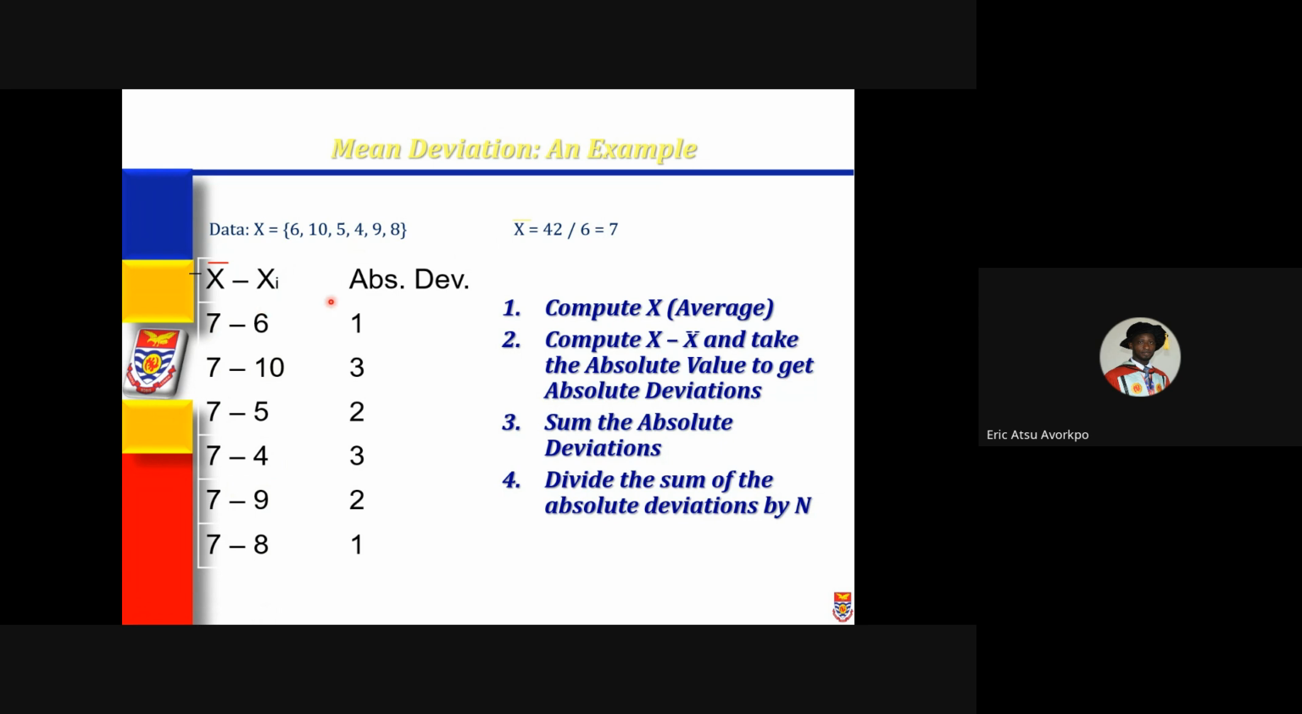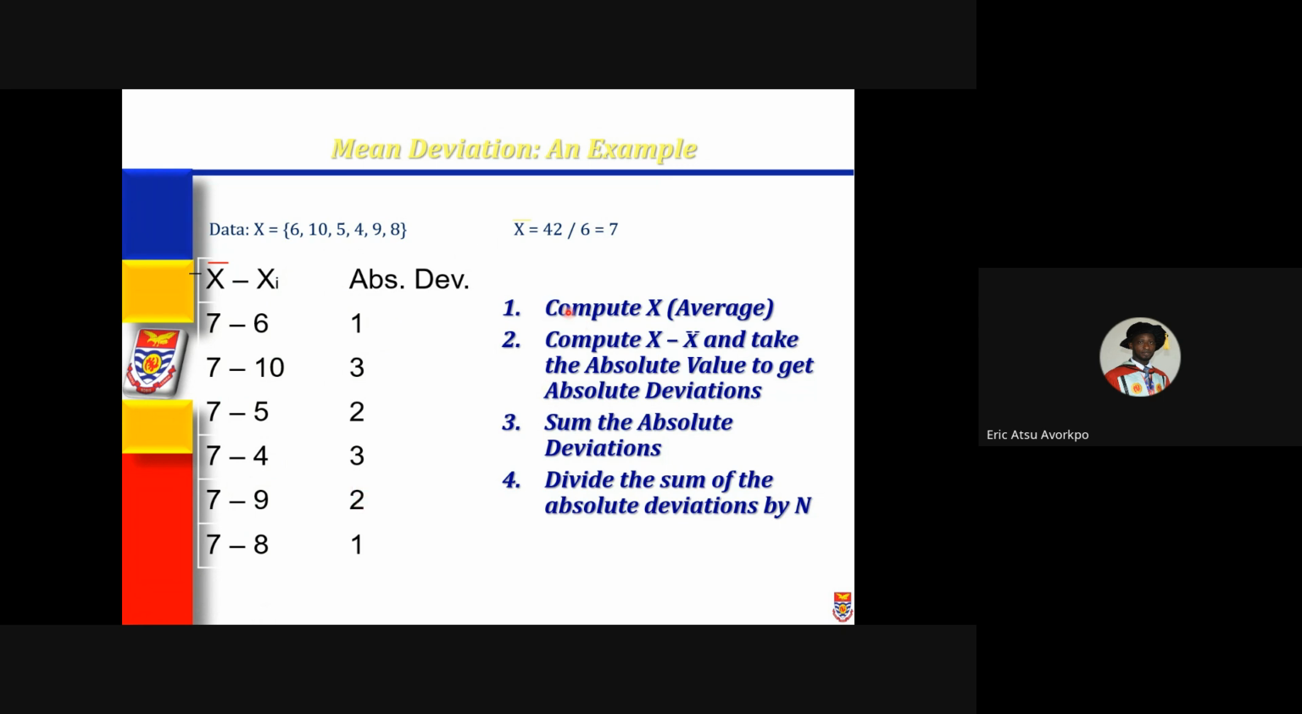Remember, we are saying what? The mean deviation. So we will take the absolute value. Remember, in this case, it would have given us 1. The next one, it should have given us -3. But what are we doing? We are picking the absolute value. Please, I hope you get that. The absolute value. Then we go through all of those things.